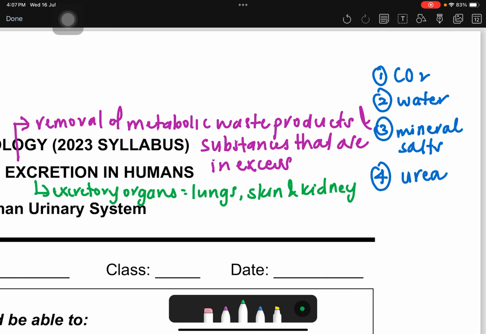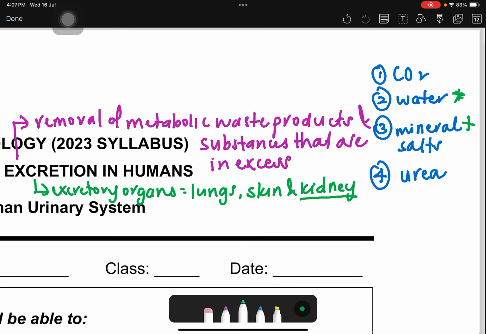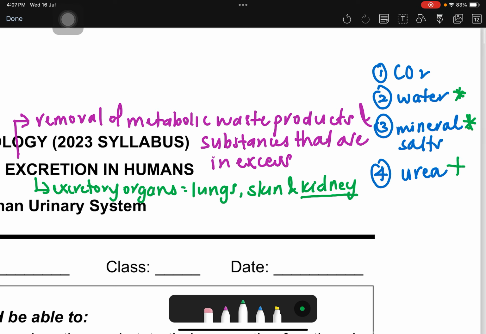So in 8.2 human urinary system, we'll be looking at how the kidney is involved in removing excess water, mineral salts, as well as urea. So now let's dive in deep by first looking at the overall system as well as the main structures that are found in our human urinary system.